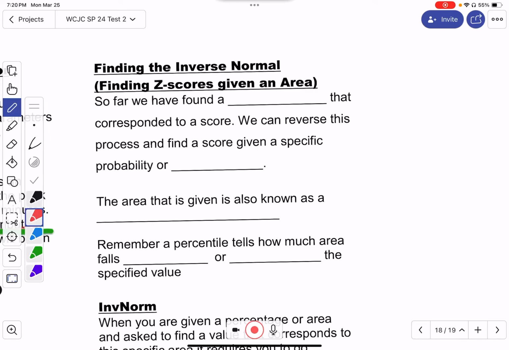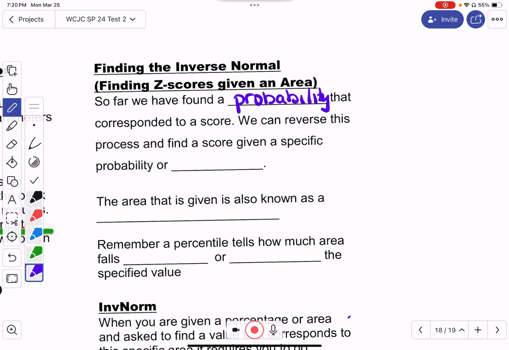So in this video, we're going to talk about going backwards and finding what we call the inverse normal for a normal distribution. Everything you've done so far, I've given you a score and told you to find a probability. So you found a probability that corresponded to a score.